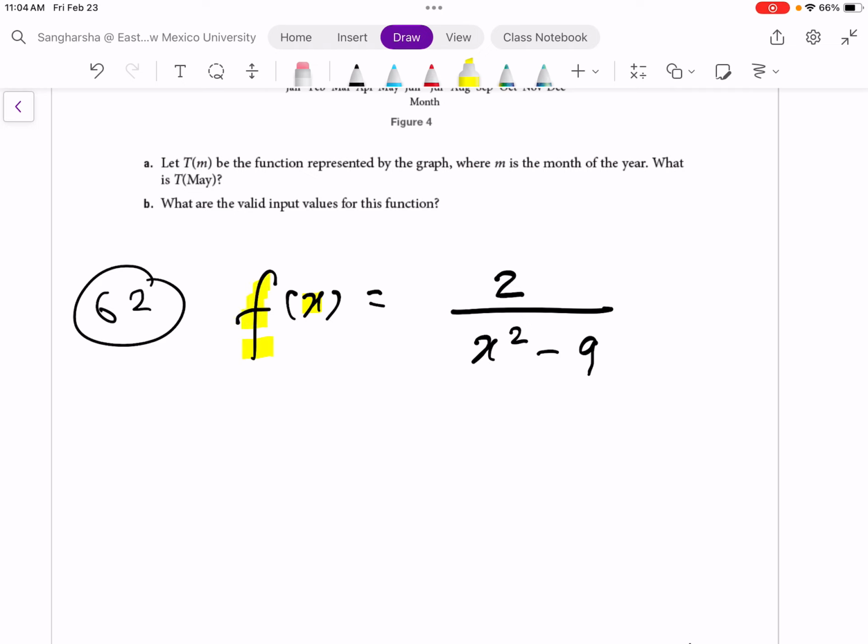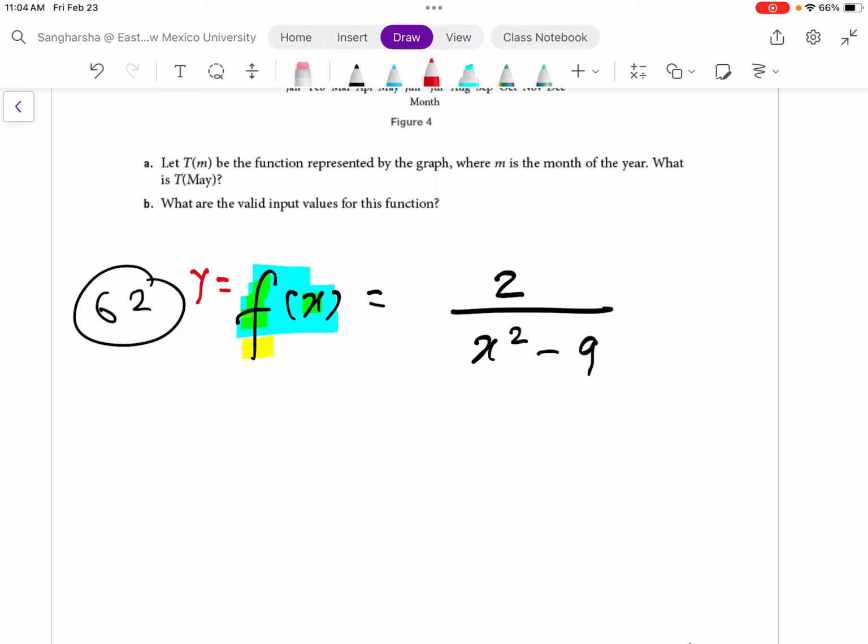The name of a function can be anything. We can use g, h, x, y, a, b, c, d. It's not always f. We can use anything for the name of a function. And f of x combined is the output. We also have y. We can also use y to represent our output. So f of x is the same as y.